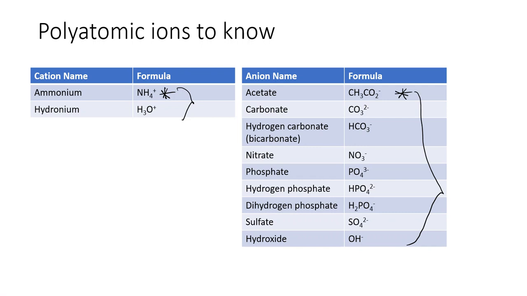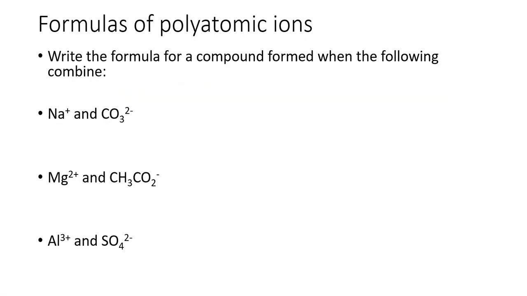In terms of polyatomic ions, you need to be able to name all these polyatomic ions. So just practice the names. If I give you the ion, you need to be able to give me the name. So make sure that you practice how to name these polyatomic anions. Now, how do we write a formula based on these polyatomic anions? So write the formula for a compound formed when the following combine.